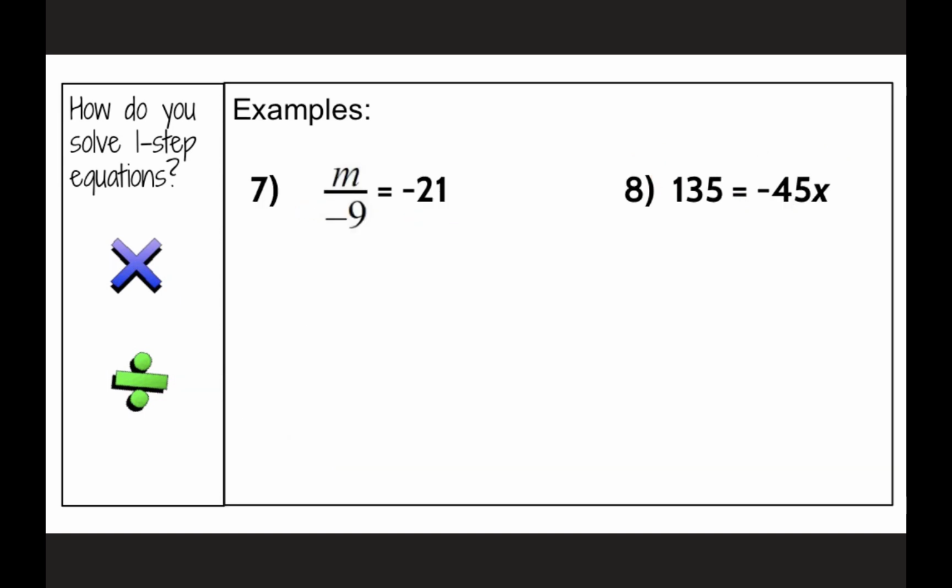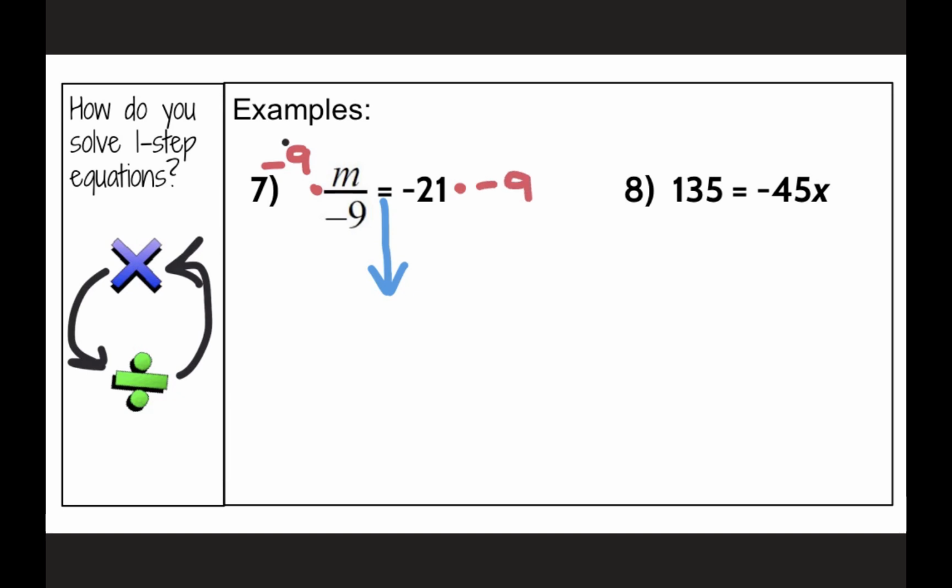Pause the video to write down examples 7 and 8. Looking at number 7, we have m divided by negative 9 equals negative 21. Maintaining equality, meaning I want to keep everything balanced as I work throughout. Since it's division, I'm going to use multiplication. What number am I going to multiply both sides by? Negative 9, because it's attached to the variable. It's part of the expression. So I'm going to be very mindful of how I show that multiplication.